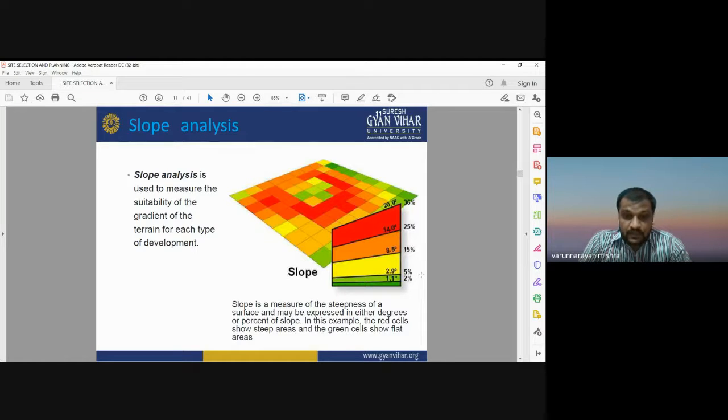In this example, the red cells show the steep area. Okay, the red cells, meaning red pixels, show the steep area. Its slope is around 14 degrees. Okay, so these sites are not suitable for any kind of construction. These sites are in the risk zone in case of flooding or in case of landslide. Okay, and the green cells show the flat area. So these green cells, green pixels, show the flat area, meaning its slope is around 1.1 degrees.